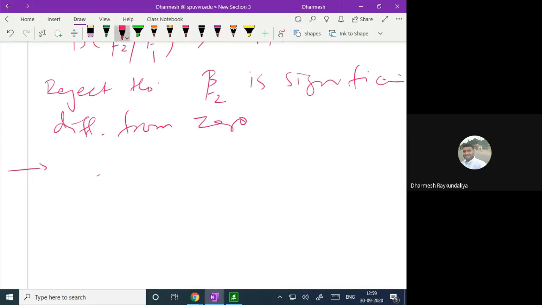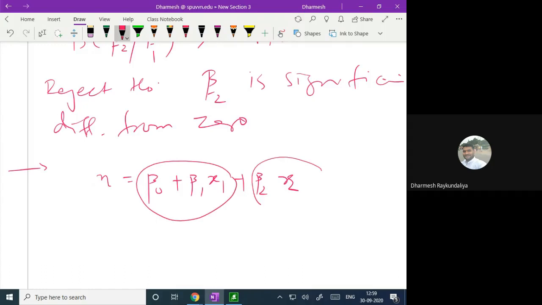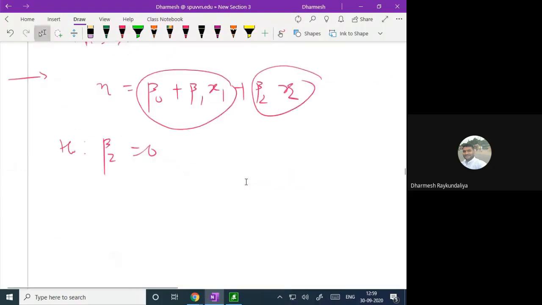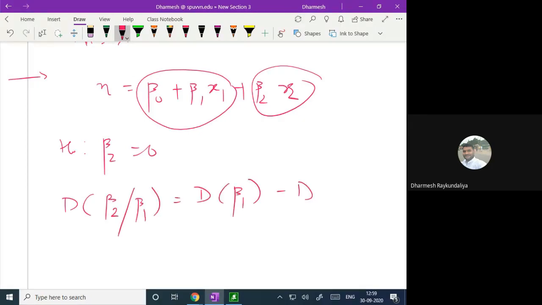Suppose your eta is something like that, beta 0 plus beta 1 x1 plus beta 2 x2. Now I will divide it into two parts. This is one part and this is the other part. And if I wish to test beta 2 equal to 0, individual testing of parameters can also be assessed based on the deviance of the regression. So you can calculate D of beta 2 given beta 1 as D of beta 1 minus D of the entire beta, which contains beta 0, beta 1 and beta 2.